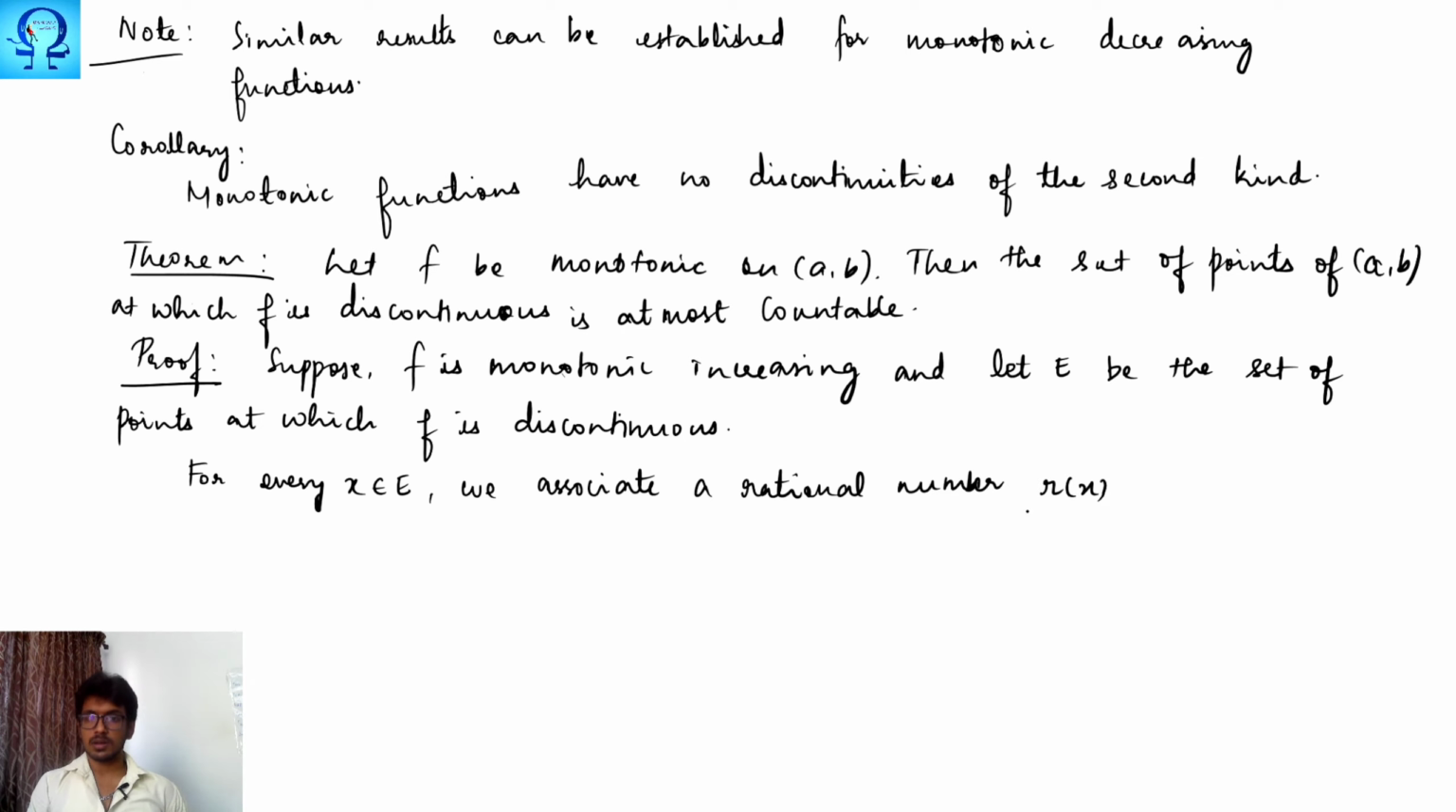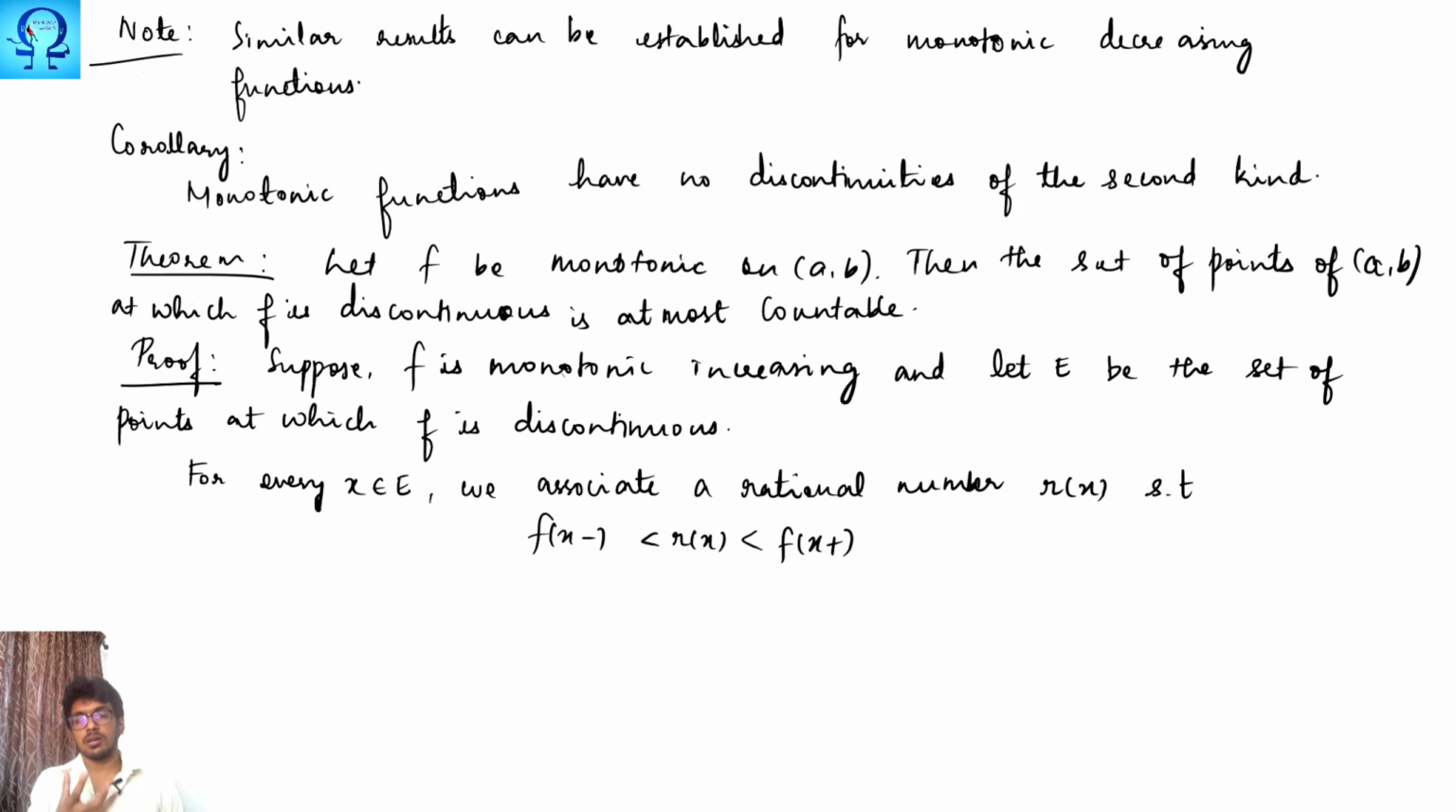That one, let me denote it as r of x, such that f of x minus is less than r of x, which is less than f of x plus. This choice is always possible. Given that f is a monotonic increasing function, even if the function is not continuous at the point x, we may always find f of x plus and f of x minus. These 2 points always exist.